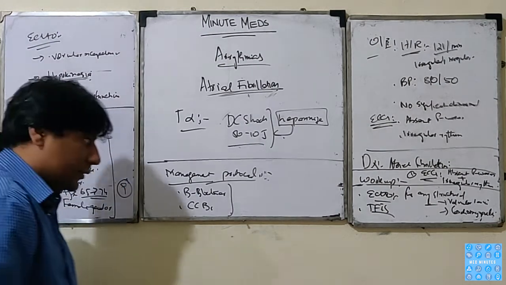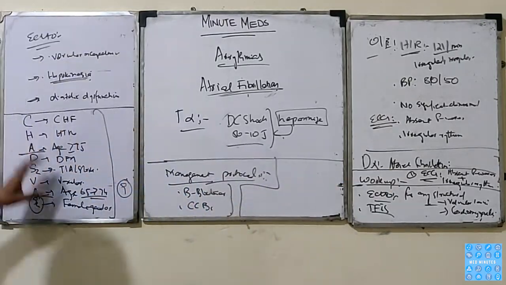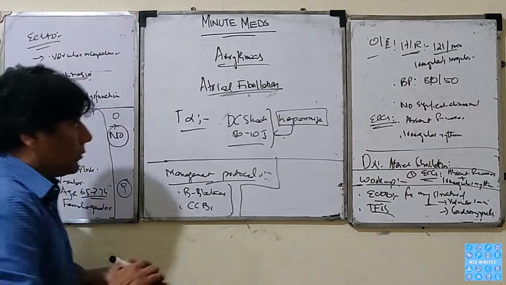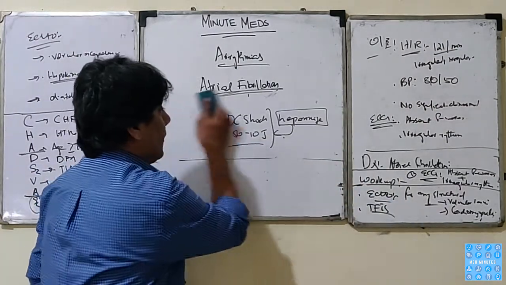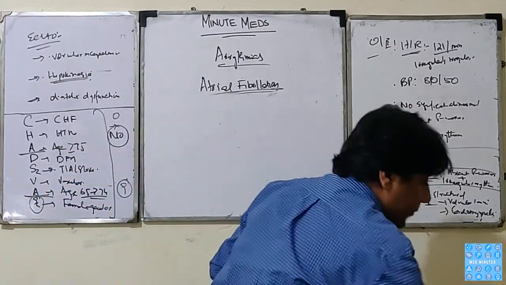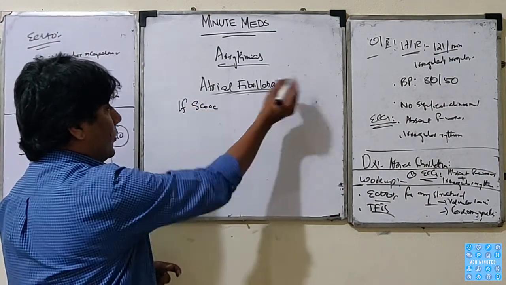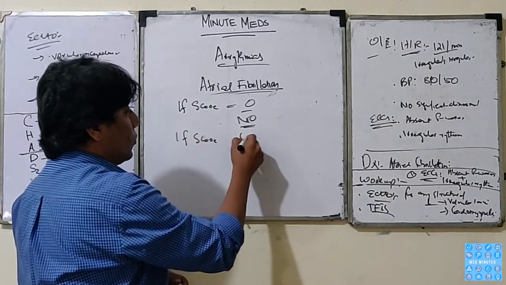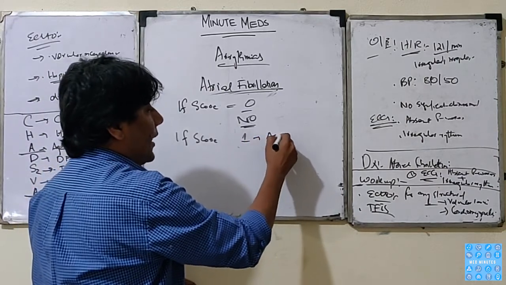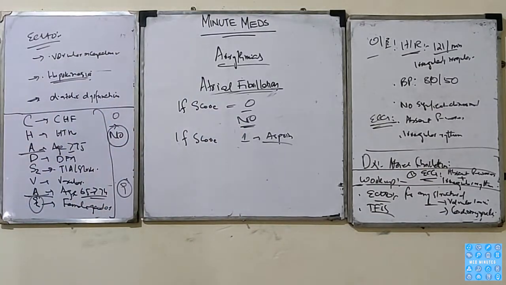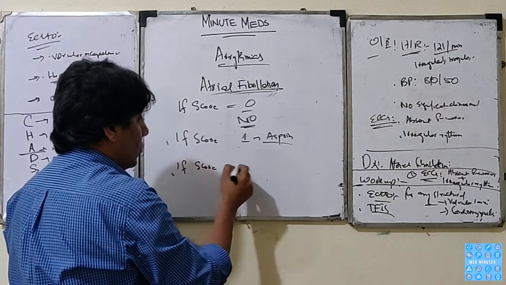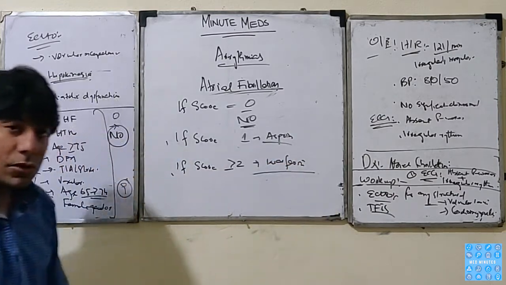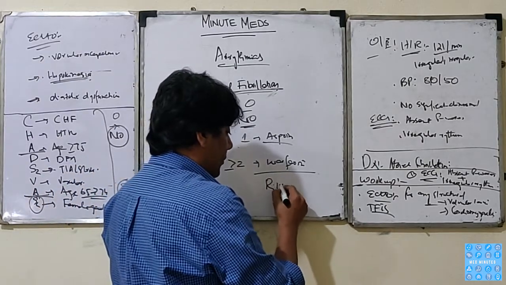Now, when to give prophylaxis? This is the point. If the CHA2DS2-VASc score is 0, then no prophylaxis should be given. I'm going to write it over here. If the score is 0, no drug is used. If the score is 1, then we add aspirin to the overall treatment that he or she is taking. And if the score is 2 or greater than 2, then we start anticoagulants, warfarin, or now we have other drugs like rivaroxaban.